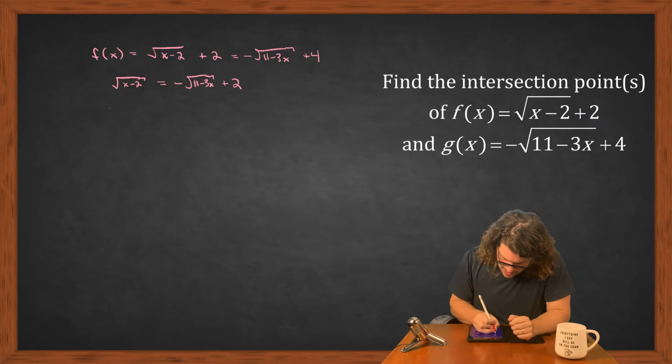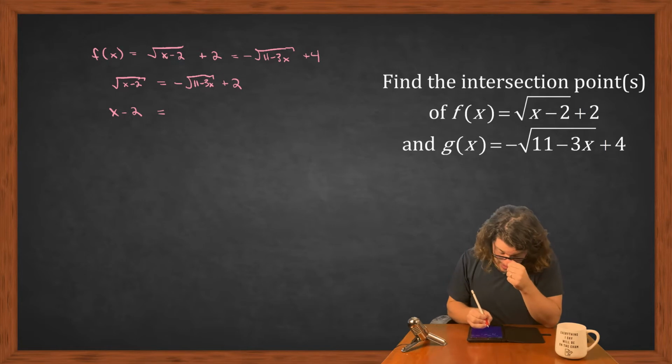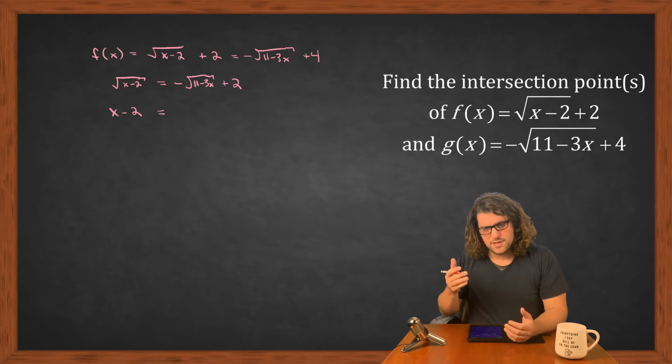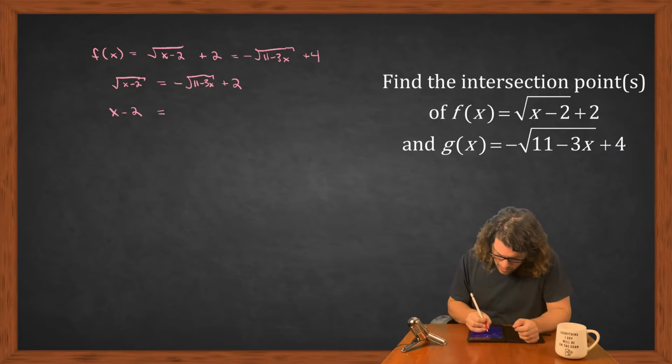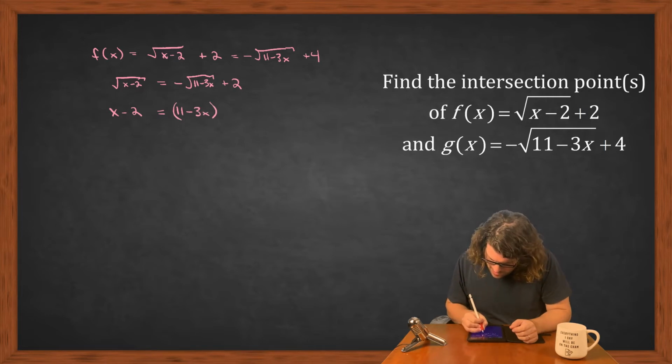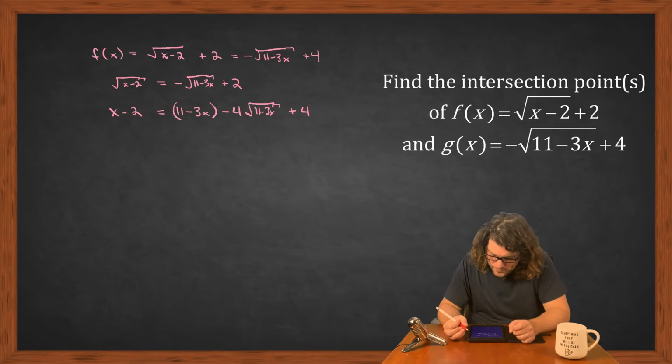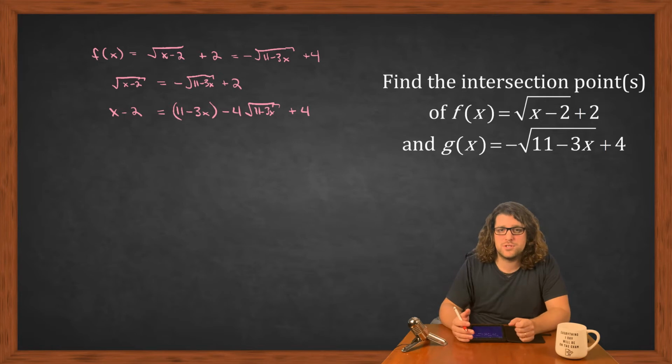I'm going to just get the nice x minus 2 on the left-hand side. And on the right-hand side, I get the first thing squared and the last thing squared, and then 2 times the middle crossover going on there. So I'm going to just write it as 11 minus 3x. And then I'm going to say that it's minus 4 times the square root of 11 minus 3x. And then I'm also going to have my plus 2 times 2, which is 4. So I'm going to now have just a single location where there's a square root function.